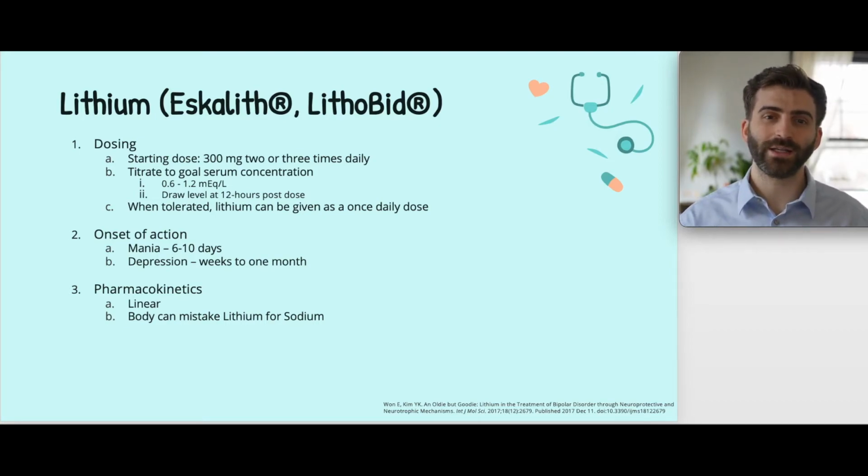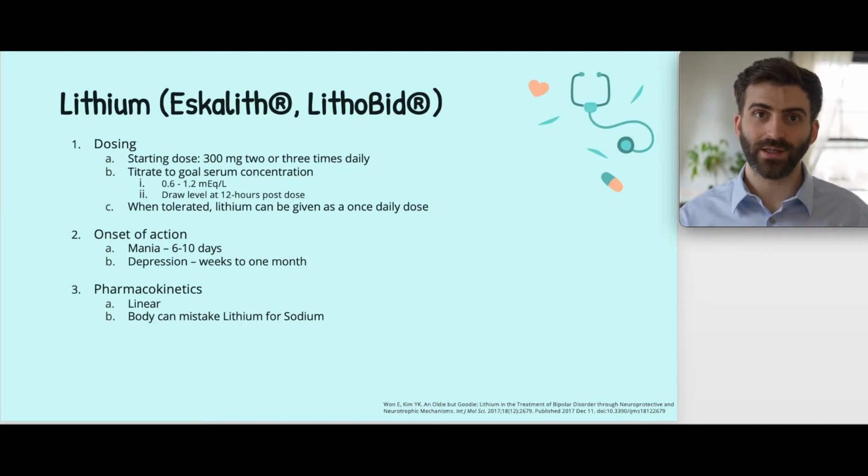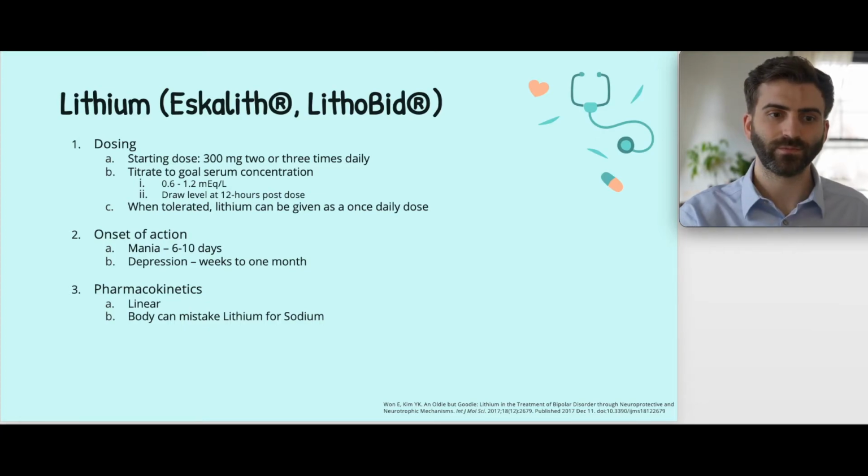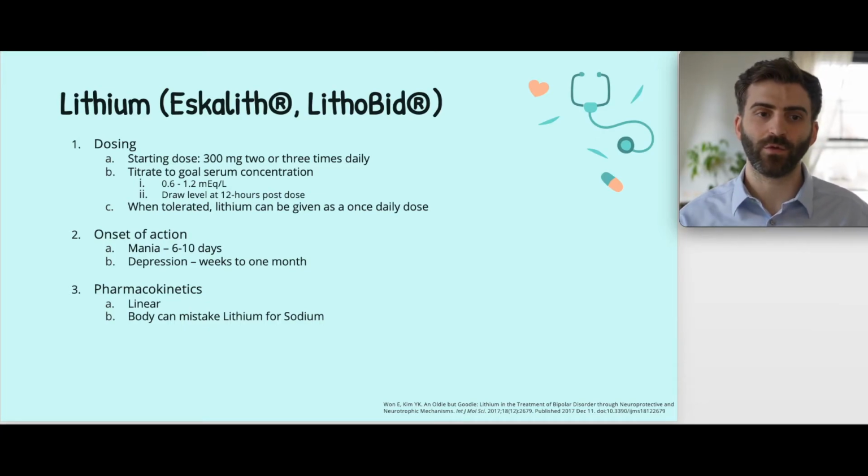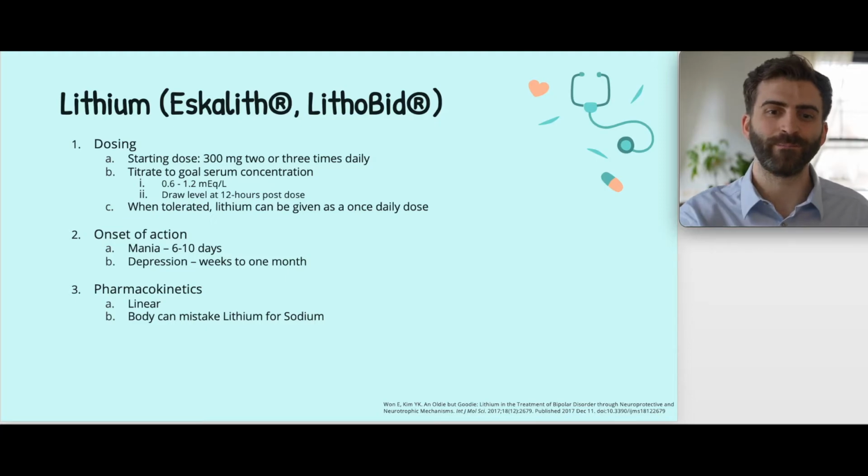Lithium's pharmacokinetics are linear. So what this means is if you double the dose, you will typically double the level. So it makes calculations with lithium quite easy. For example, a patient's on lithium 600 milligrams at night, their level's 0.4. If you want it to be 0.8, you would double the dose to 1200 milligrams. Your body can mistake lithium for sodium since they're both similarly seen by the kidneys. So maintaining adequate hydration is important.